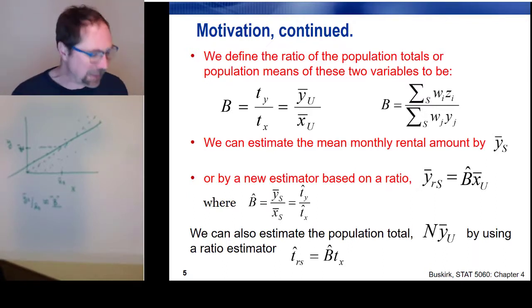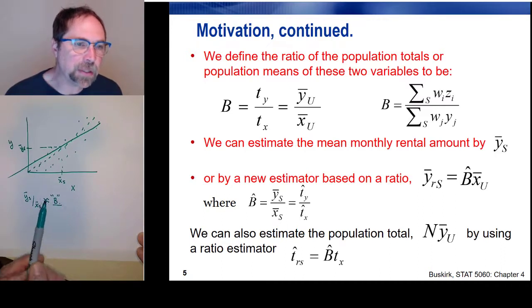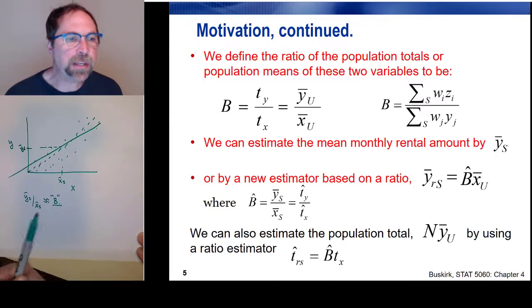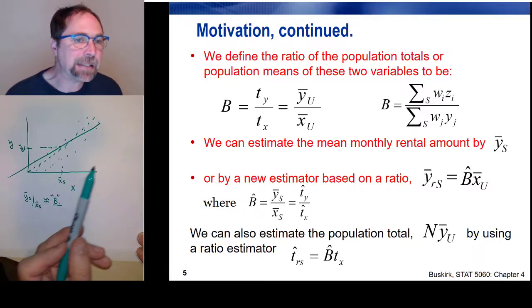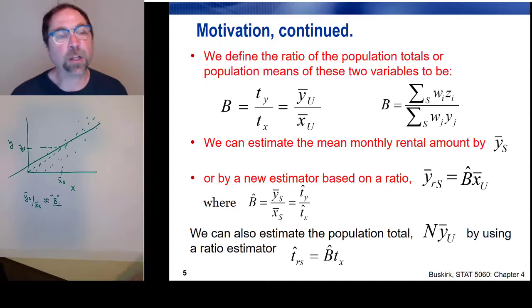And so in that case, every time that you take a sample and you estimate this true regression line, you're going to get something very close to this beta quantity. So these ratios, if you have a positive correlation between the two variables, are going to get close to this B every single time.